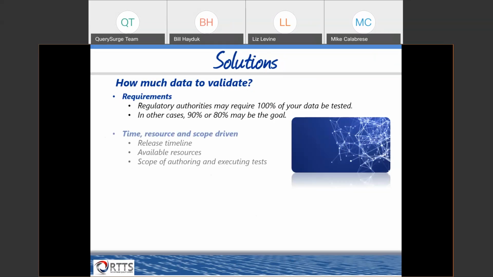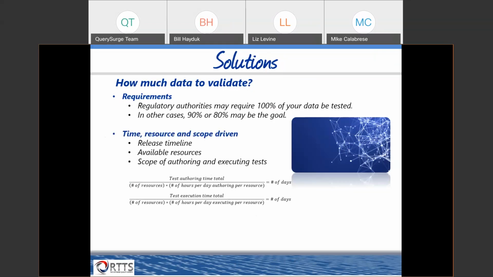But in most cases, it's going to be time, resource, and scope driven. So you're going to be working around your release timeline, how many available resources you have, and the scope of authoring and executing those tests. So working within this formula, you want to work out how long it's going to take you to create and write these tests, and also how long it's going to take you to execute these tests. And with that, you should be able to work out a timeline on how long your effort is going to be, whether you need to add resources or reduce scope or extend the timeline. These are things that you'll all have to work around.